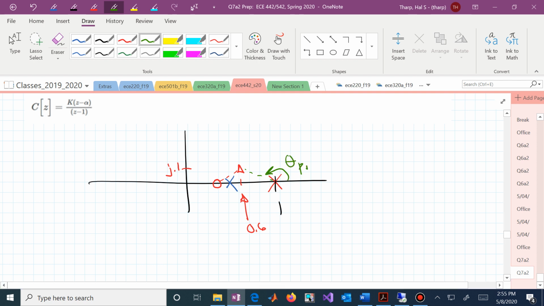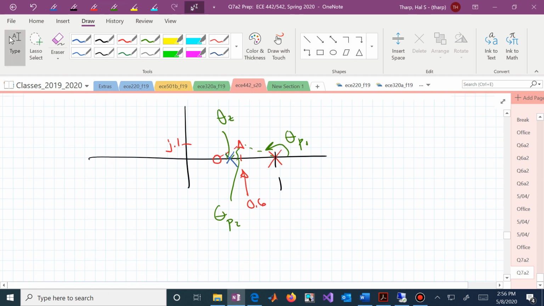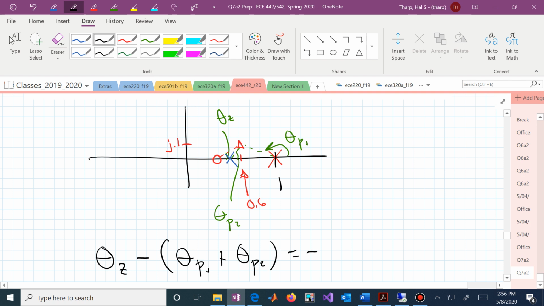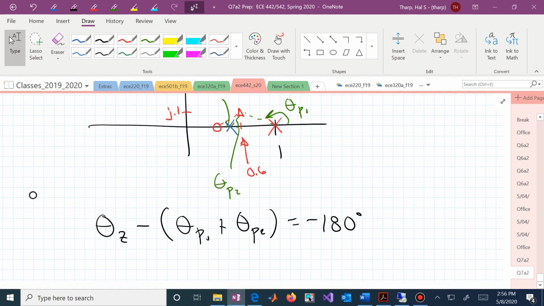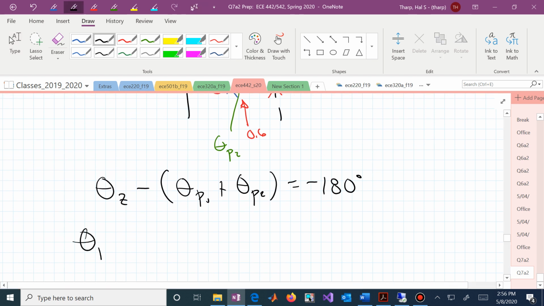Here, let's say this is theta p1. Let's call this angle of the second pole theta p sub 2, and then we have this angle, which is theta sub z. Our phase angle condition then says that theta sub z minus all of our pole angles needs to equal minus 180 degrees for that point in our z-plane to belong or live on the root locus.